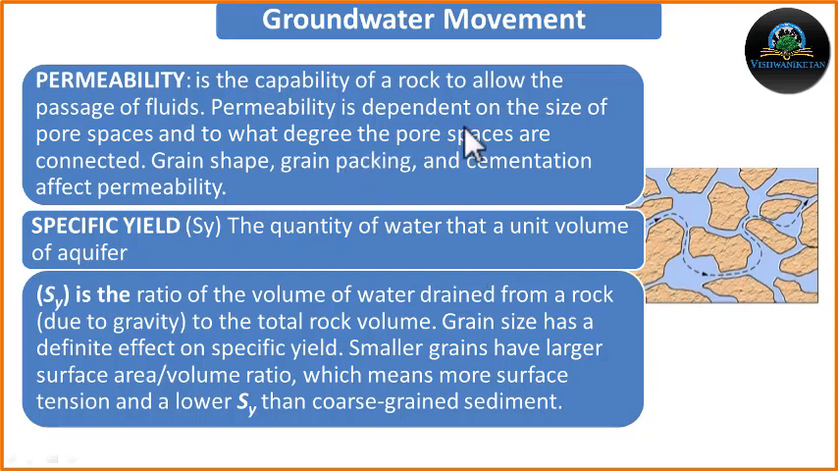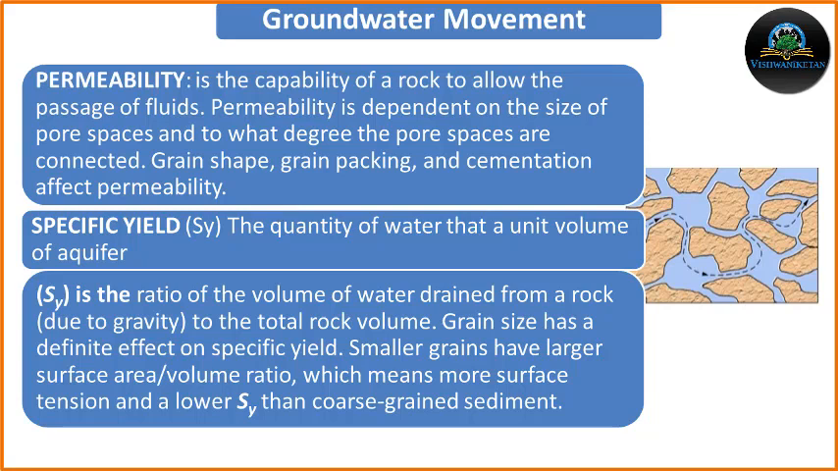Permeability depends on the size of the pore spaces and to what degree the pore spaces are interconnected. The interconnection of the pore spaces is the prime factor here. If a rock is highly porous but these pores are not interconnected, then this rock cannot be permeable. Grain shape, size, packing of the grain and cementation affect the permeability.